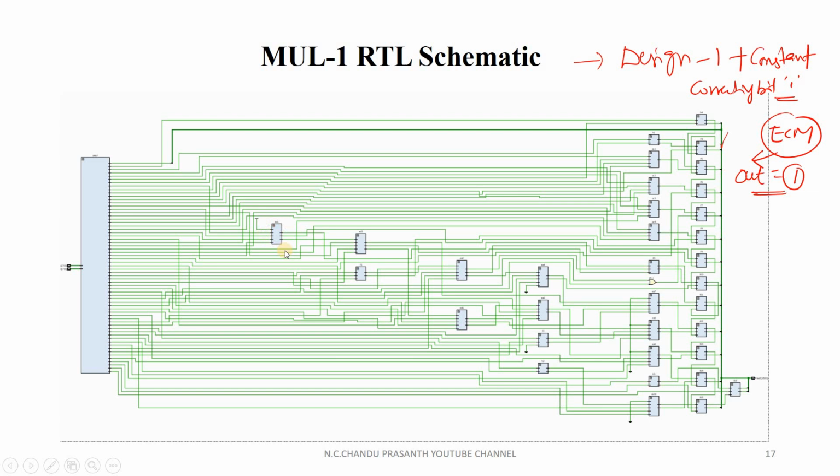If you observe, this is the partial product generation block. All these are the full adders and half adders. This is a full adder, this is a half adder. All these are exact 4-2 compressors. So this is the RTL schematic for this multiplier 1.